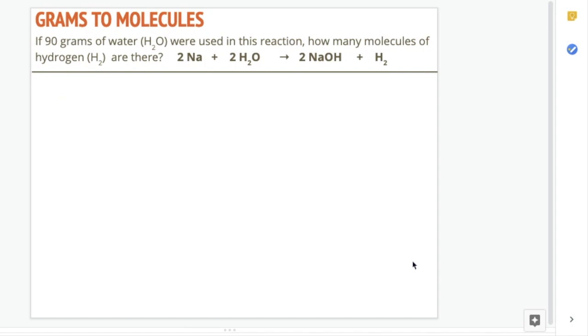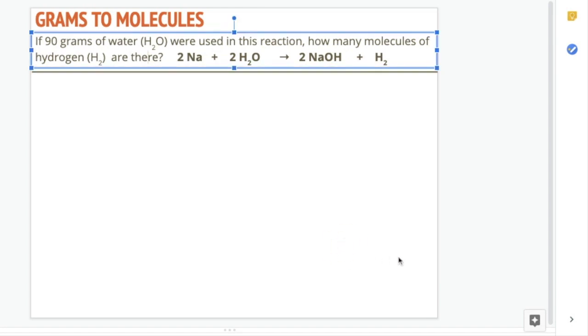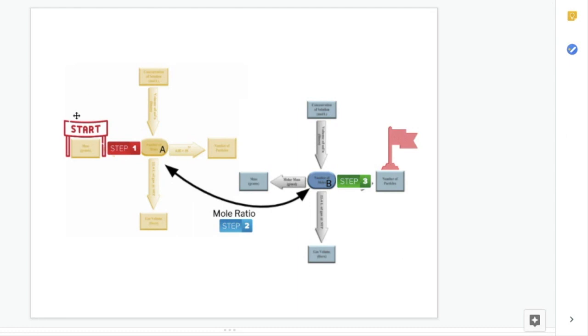Cool. So this is the last type of question that we're going to do. This time we're going to incorporate molecules. So our question reads, if 90 grams of water were used in this reaction, how many molecules of hydrogen are there? So let's look at our summary chart first. So we're starting with grams, and we need to get to molecules of a different compound, hydrogen.